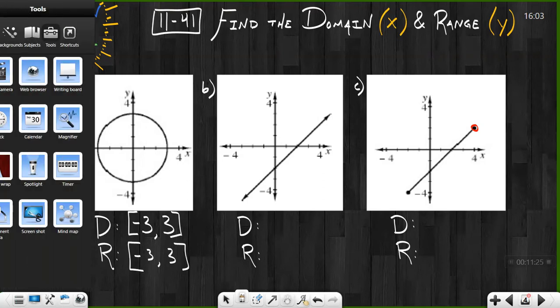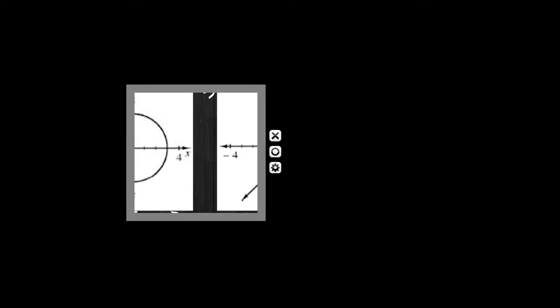Let's take a look at the next one. Again, I'm going to use my tool here. All right. Coming from the right side, I'm again looking at this right edge of this gray box you see in front of you. Coming from the right side, what's the first thing that I hit? An arrow. That means I'm going to start with infinity. It goes on forever in that direction.